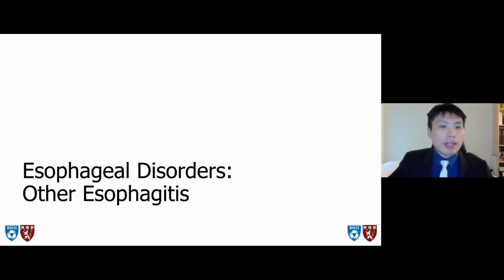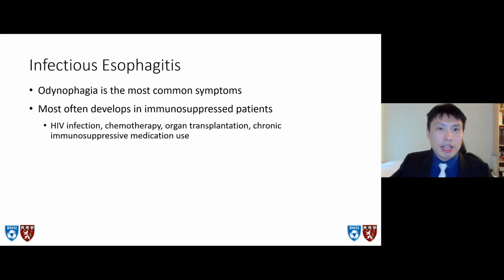And lastly, I'm going to quickly go over a few other esophagitides that you might see in patients presenting. Infectious esophagitis most commonly presents with odynophagia in addition to dysphagia. They most often develop in patients that are immunocompromised, including patients with HIV, on chemotherapy, or transplant patients.